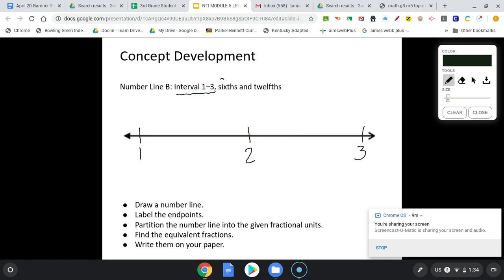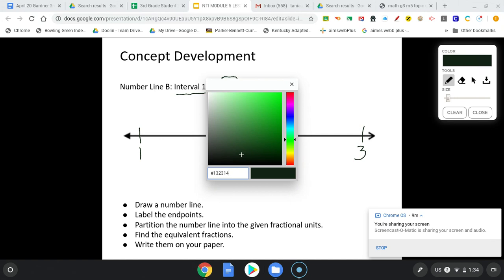So first they want us to partition into 6. So between each whole number, between 1 and 2, we're going to partition into 6. So go ahead and do that now.